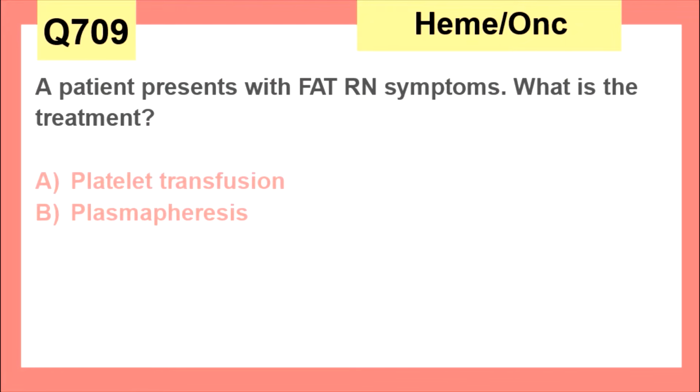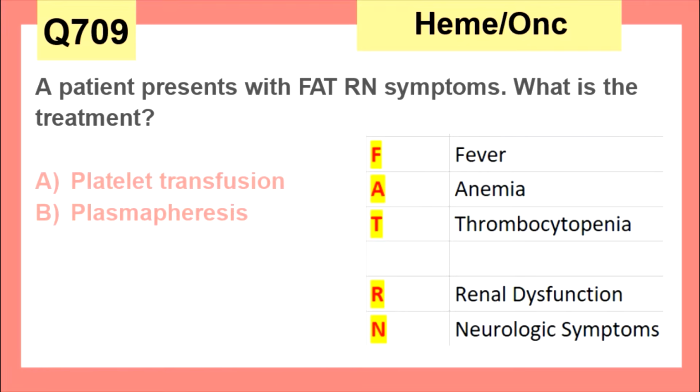709. A patient presents with FAT RN symptoms. What is the treatment? FAT RN symptoms: fever, anemia, thrombocytopenia, renal dysfunction, and neurologic symptoms. How do we treat the patient? Definitely not platelet transfusion, but with plasmapheresis.